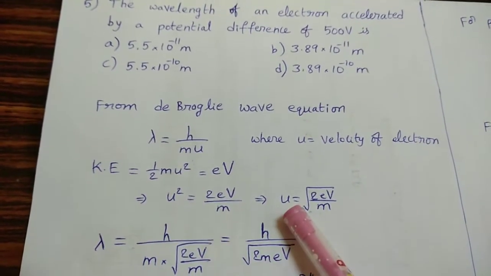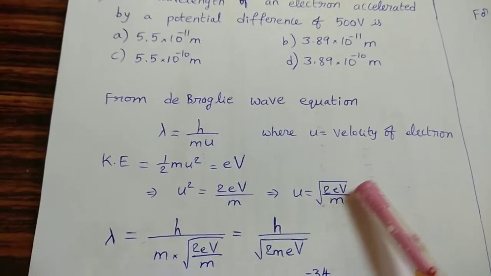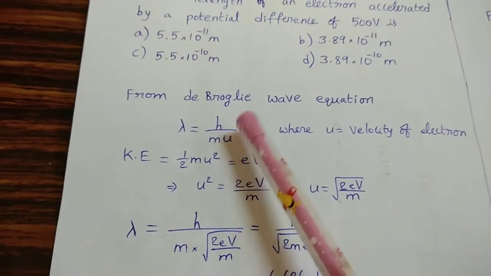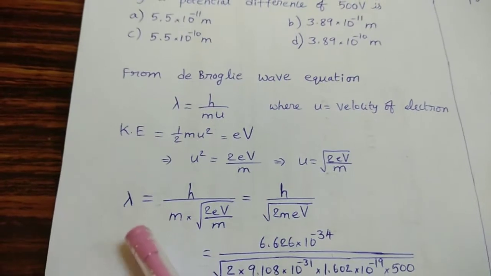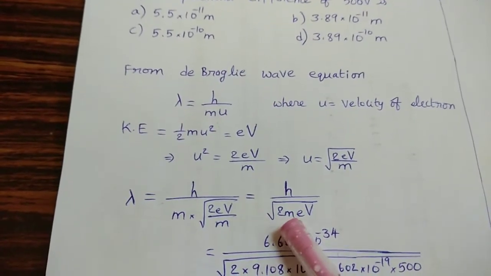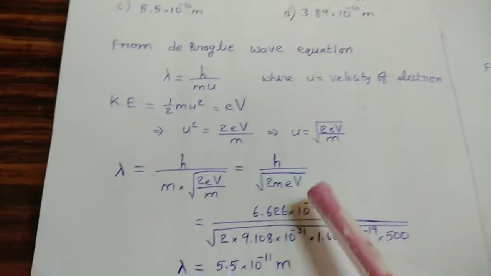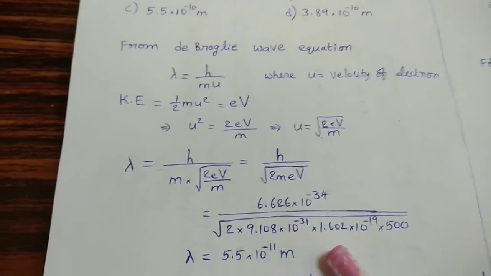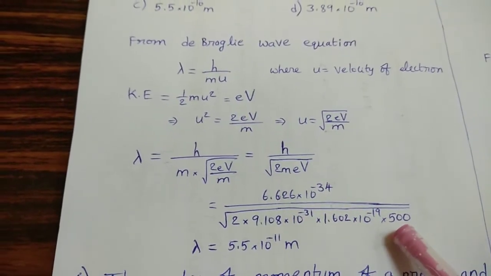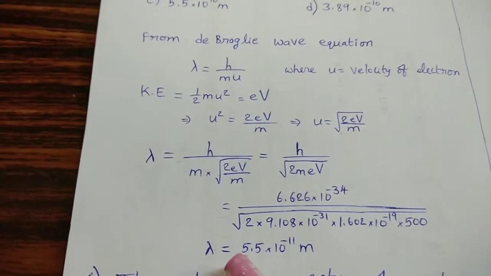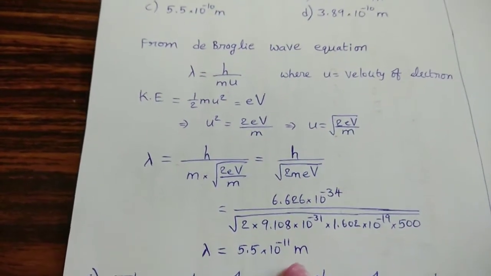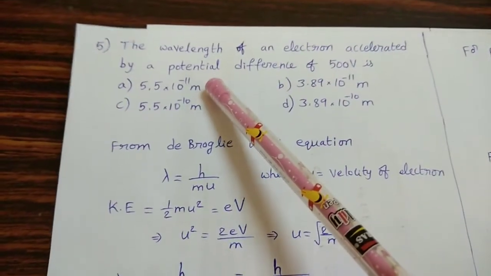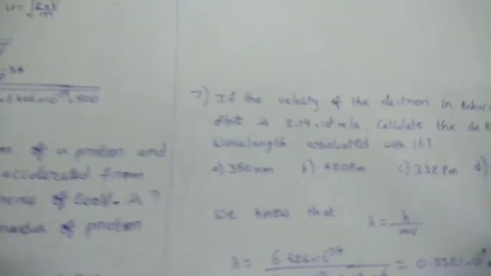From this we can get u equal to square root of 2eV divided by m. So substitute this in place of u in this expression, then we can get lambda equal to h by square root of 2meV. h is Planck's constant, m is the mass of the electron in kilograms, e is the charge of the electron, V is the potential difference, 500. Substitute all these values, then we can get the wavelength of the electron. So that is this. So what is the option? 10 power minus 11 means option A is the answer. Okay. See the next one.